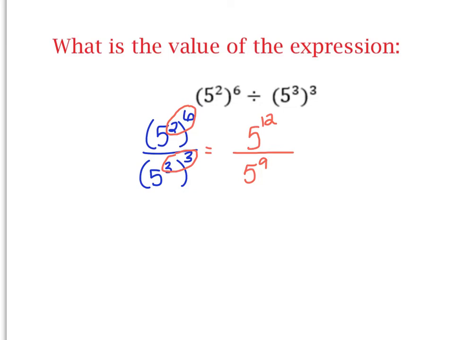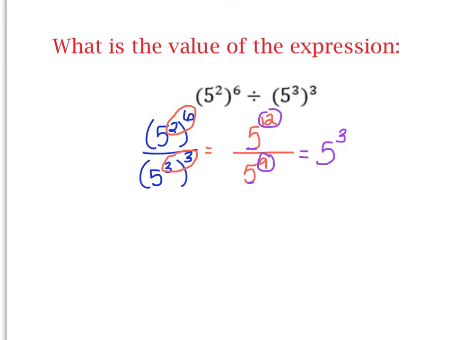Now I have the same base of 5, so I can use my exponent rule. When I divide, I keep my base, so 5. I subtract my exponents, 12 minus 9, and I get 3.